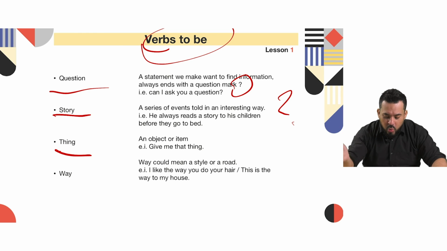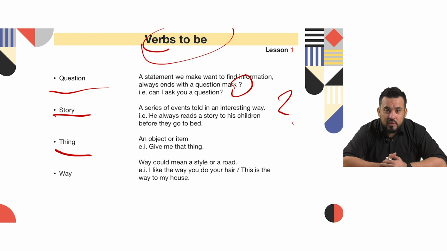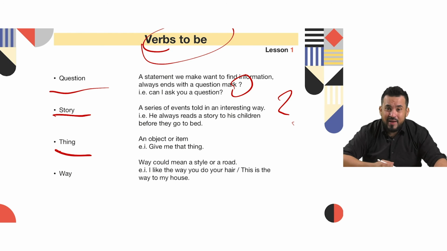Way. Way means a style or a road. Like for example, I don't like the way you talk. That means the style that you use to talk. Or you can say a road. This is the shortest way to my house.